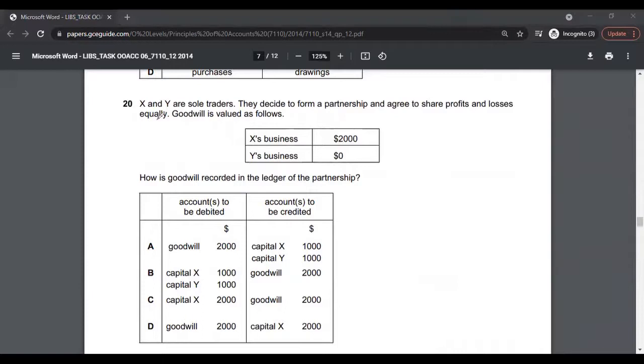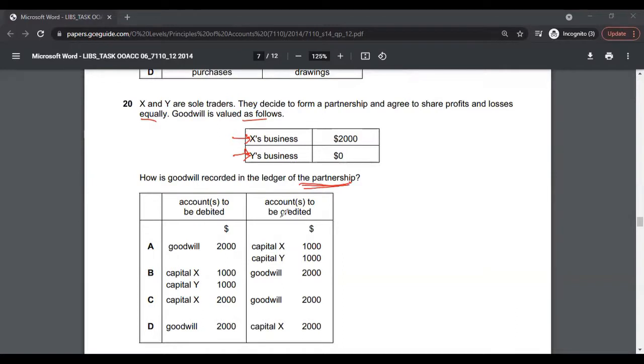Multiple choice 20. X and Y are sole traders. They decide to form a partnership and agree to share profits and losses equally. Goodwill is valued as follows. So X's business has a goodwill, whereas Y's business doesn't have any goodwill. How is this goodwill recorded in the ledger of the partnership?